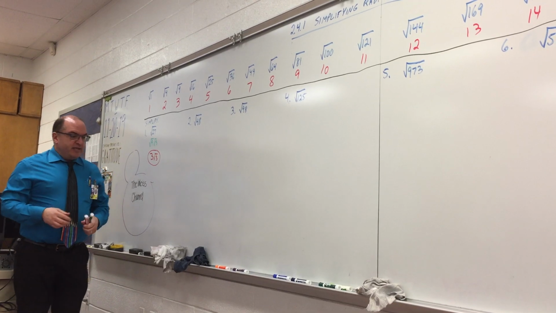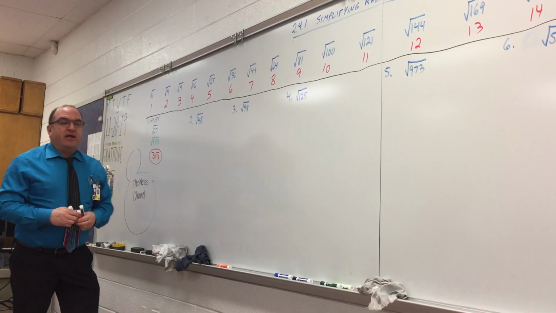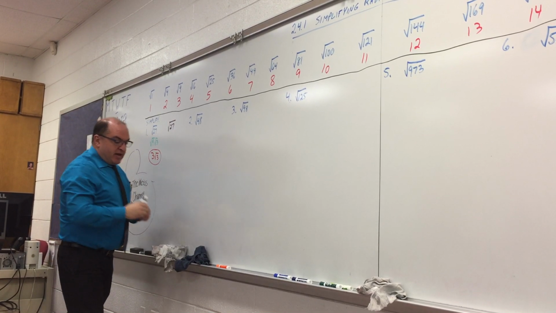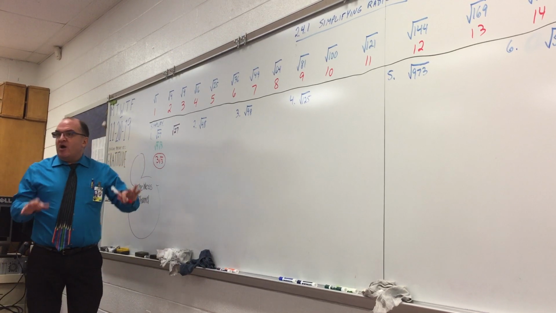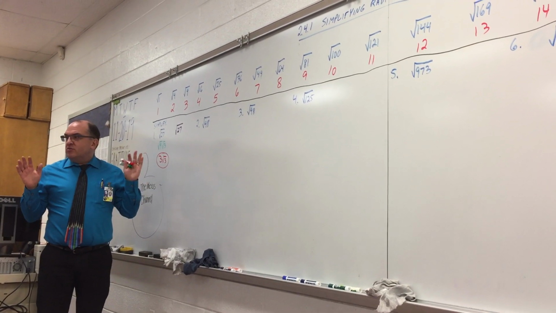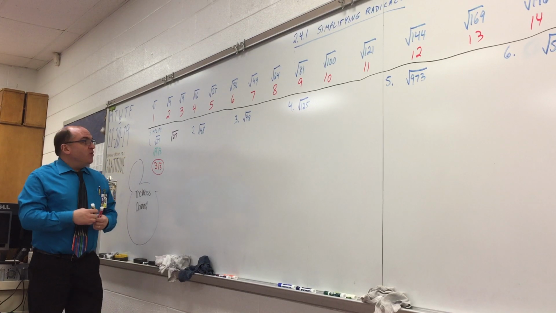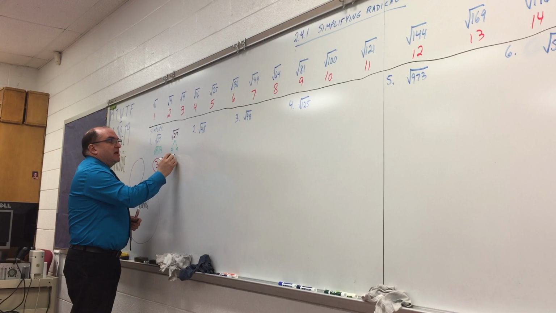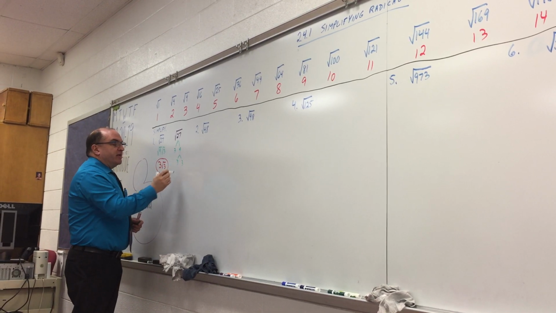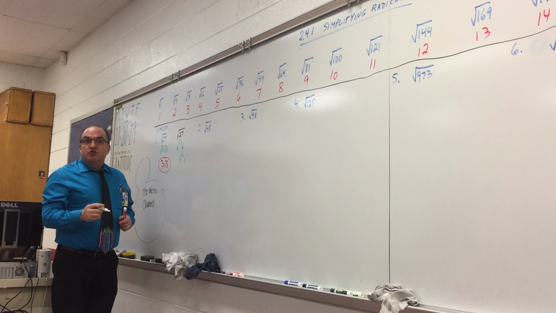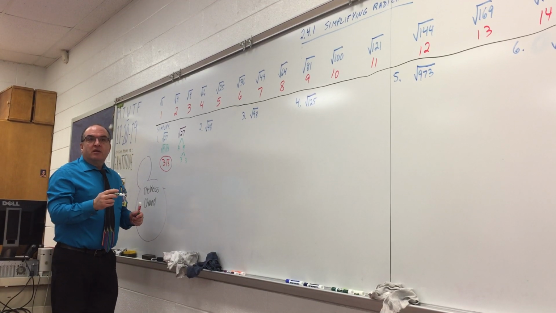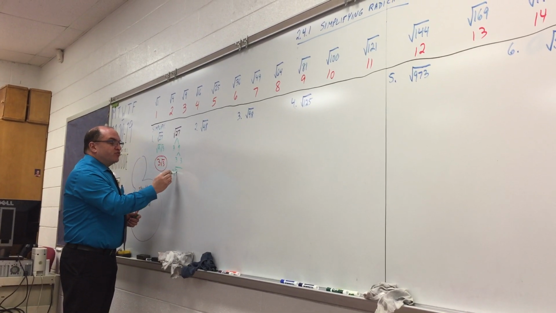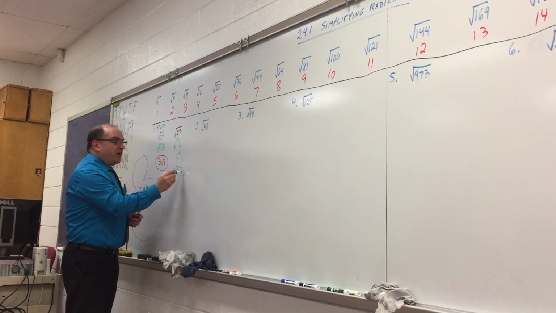So here is the more complicated way to do it. All right? I take the square root of 27 and I break it down into its simplest factors. 27 is, say, 3 times 9, and 9 is 3 times 3, right? So, square root of 27 is 3 times 3 times 3, right?